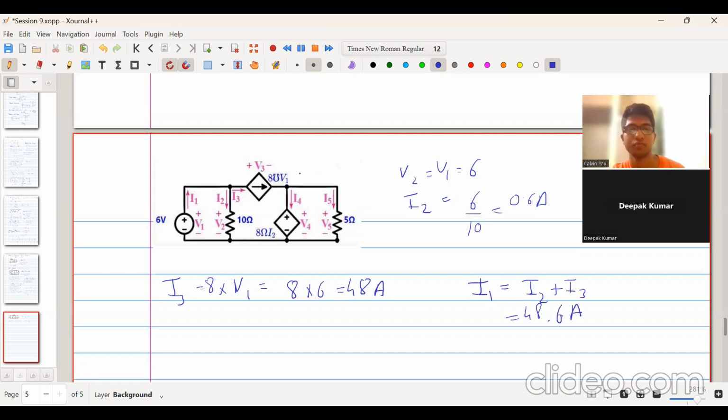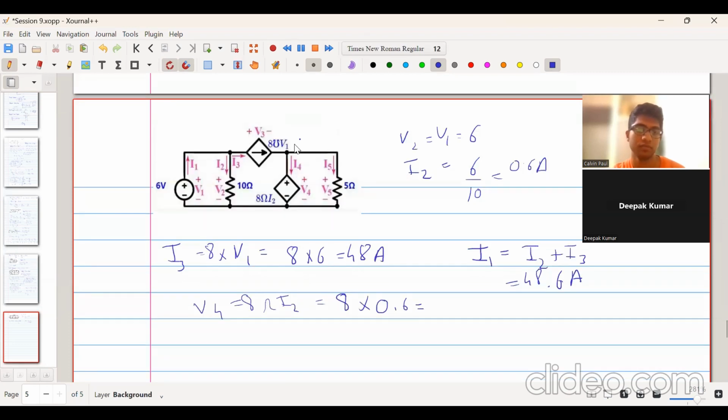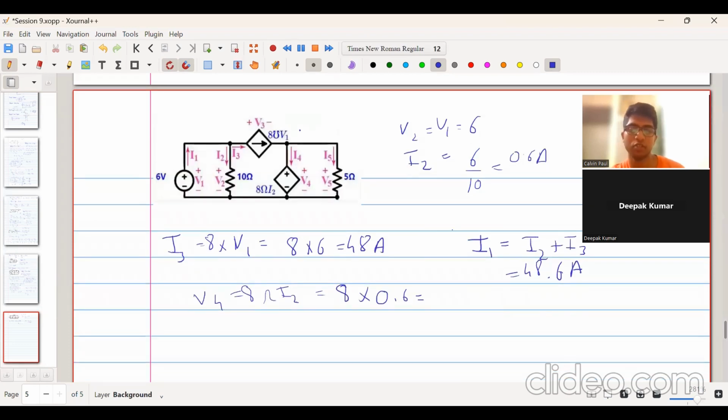अभी V4, 8 ओम इंटू I2 लिखा है, मतलब 8 इंटू 0.6, तो उसका मतलब 4.8 वोल्ट। V4 ऑल्सो इज इक्वल टू V5। अभी i4 का वैल्यू हमें नहीं मालूम, i5 का वैल्यू कितना रहेगा?